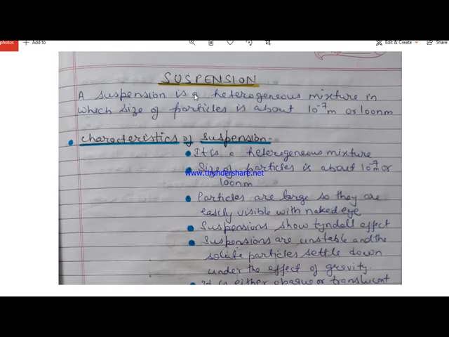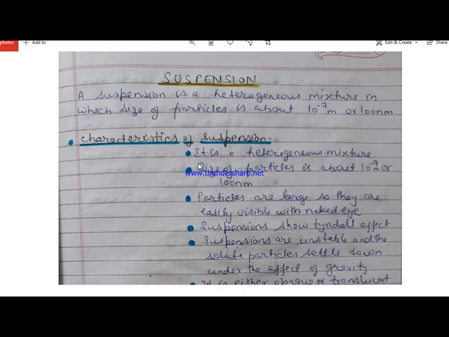Now we will talk about suspension. A suspension is a heterogeneous mixture, and the size of particles in a suspension is about 10 raised to the power minus 7 meter, or 100 nanometers. Here 100 nanometer is quite a big size for particles of solute. Because the size is big, they are easily visible with our naked eyes.